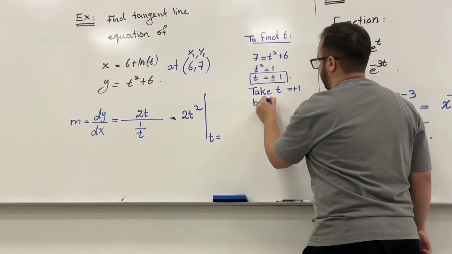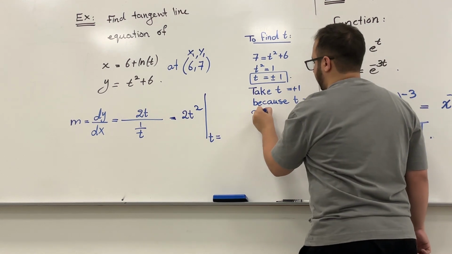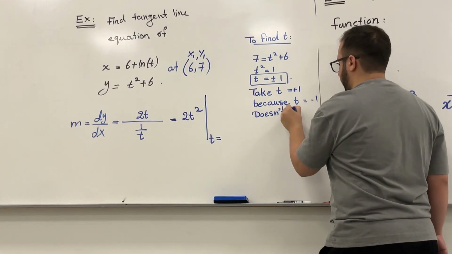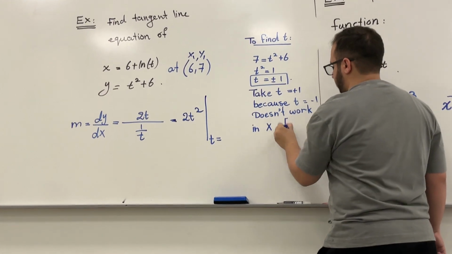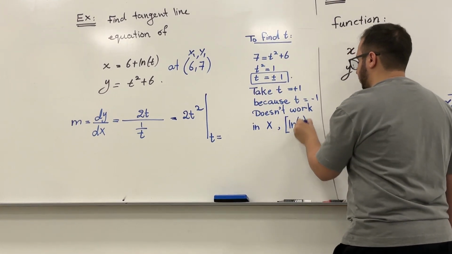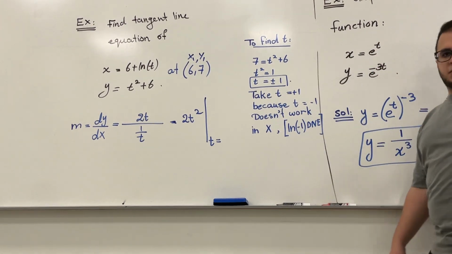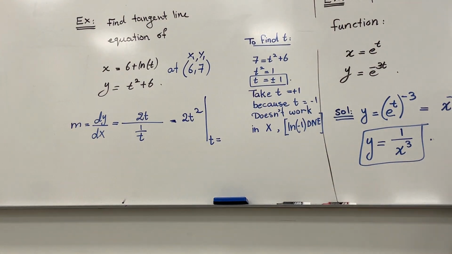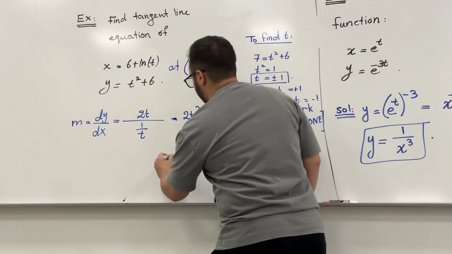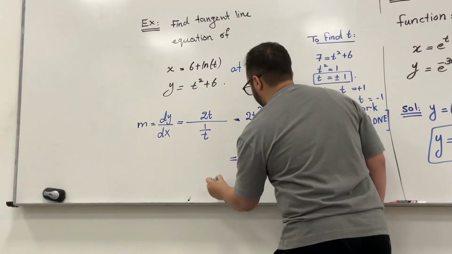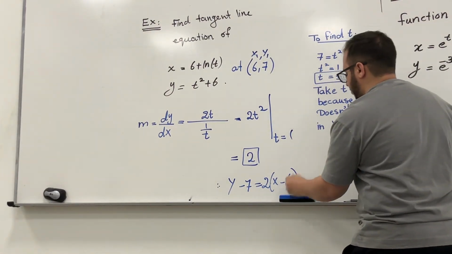Because t equal minus 1 does not work in x. Ln of minus 1 does not exist. Ln of any negative does not exist. Ln of 0 does not exist. Anything from 0 to negative infinity does not exist in Ln. So this is positive 1. Here you have 2. This is this one. Finally, y minus y1 equal m times x minus x1, and then you simplify the equation.